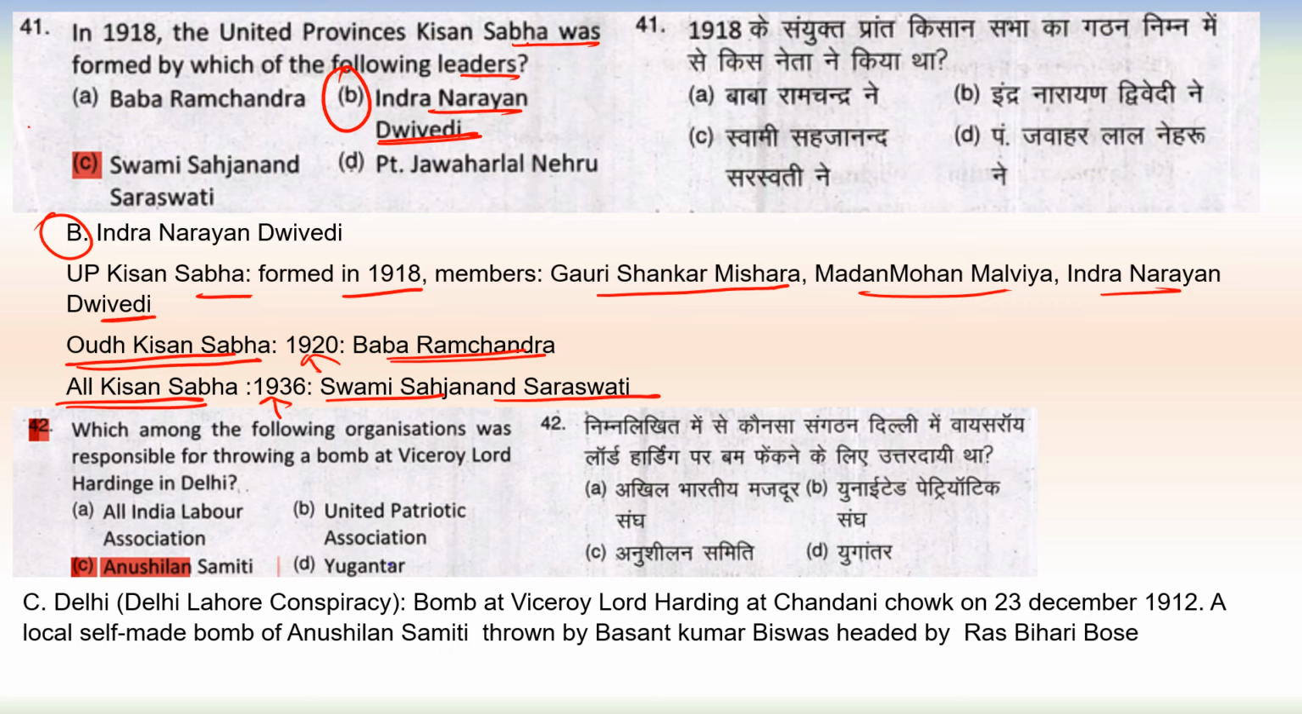Next one. Which among the following organizations was responsible for throwing a bomb at Viceroy Lord Hardinge in Delhi? So it was Anushilan Samiti. Delhi Lahore conspiracy. Bomb at Viceroy Lord Hardinge at Chandni Chowk on 23rd December 1912. A local self-made bomb of Anushilan Samiti thrown by Basant Kumar Biswas, headed by Ras Bihari Bose. So they were the member of Anushilan Samiti.